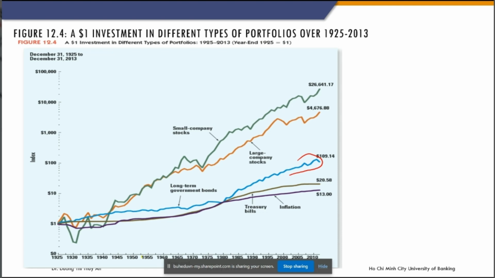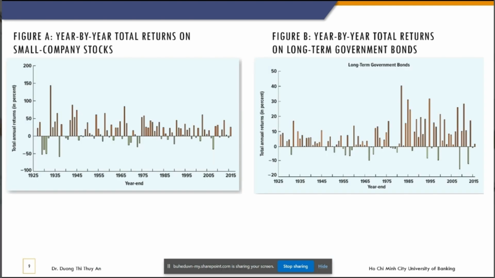So we would like to measure how much volatility small stock has compared to large stock and long-term government bonds, and I will tell you how to do this. In the previous example, we already measured the average return. For example, this is the average return bar of small company stock, and this one is the average return of the long-term government bond.